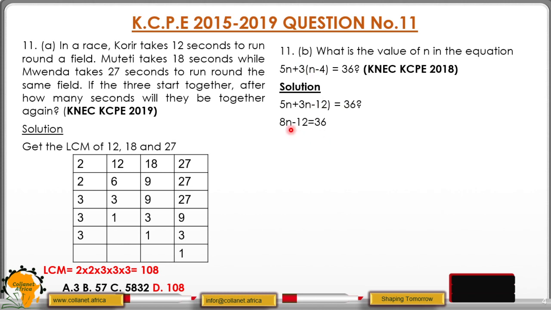Then like terms together. You put 5n plus 3n, you get 8n. Minus 12, you get 36. So you take this one to the other side, meaning you will add. So this will give you 8n is equals to 36 plus 12, which will give you 8n is equals to 48. Divide by 8, you get a 6. So the value of n is 6. So the answer is B.